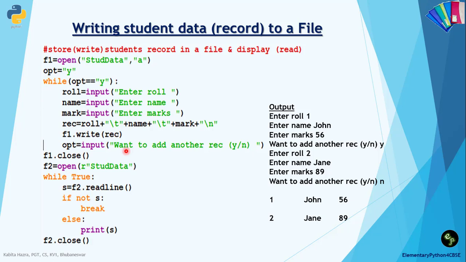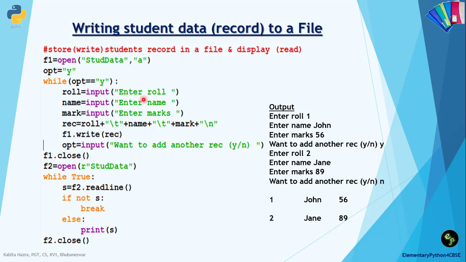We will continue to ask for student details like roll number, name, and marks until we opt to stop. So we have used a loop and we continue it till the value of opt is y, which we are asking inside the loop, whether we want to add another record or not.